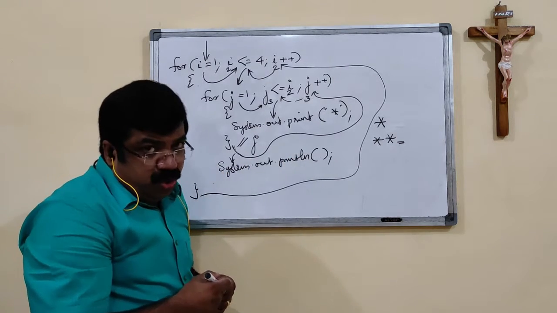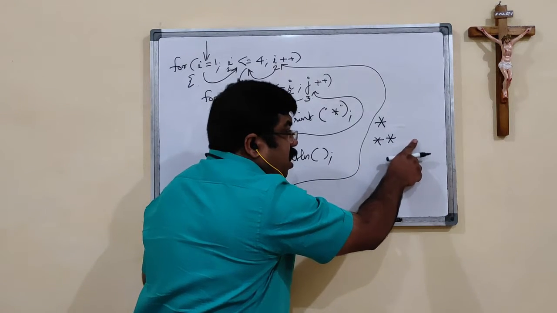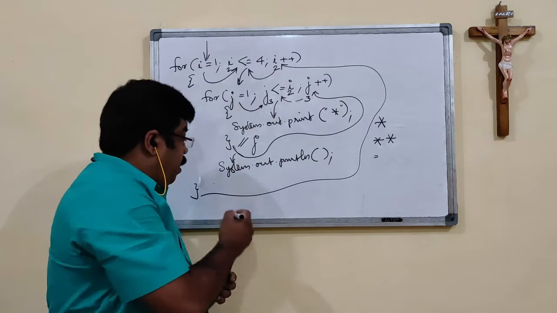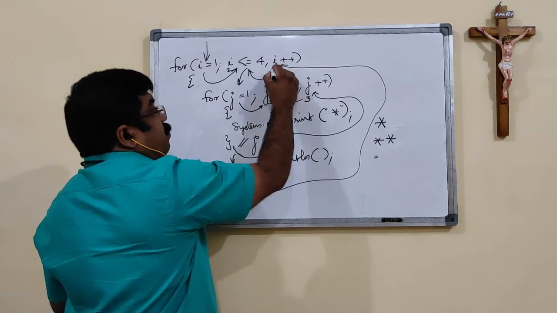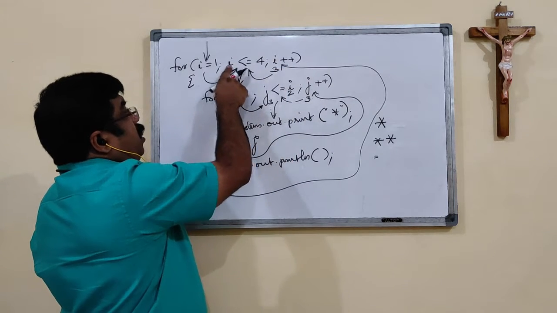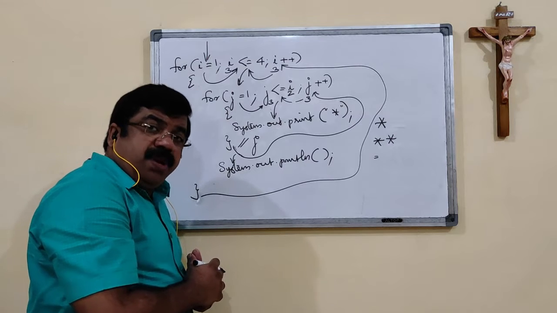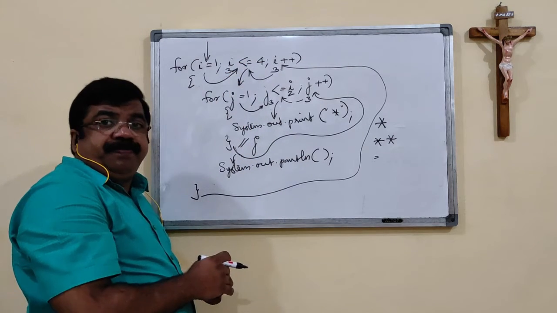System.out.println is used to move the cursor to the next line. The cursor which was here is going to the beginning of the next line. Again you can see I is getting updated. I became 3. 3 is less than 4. The condition is true. When the condition is true, we come to the body.